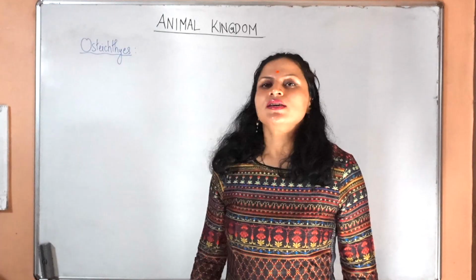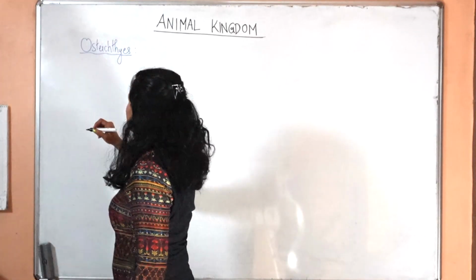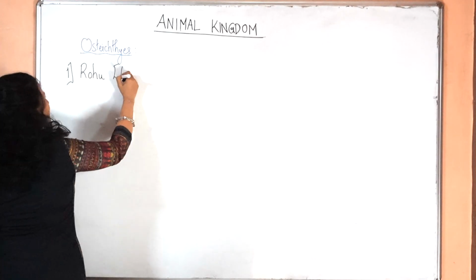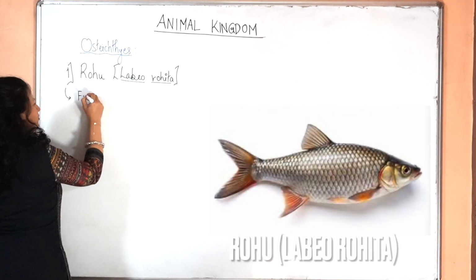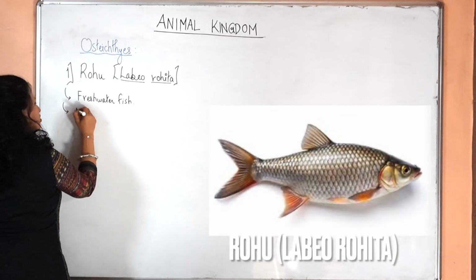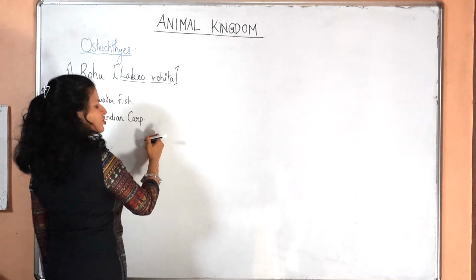Now let us move on to the examples of bony fishes. The first one, Rohu. Scientific name is Labeo rohita. This one is a freshwater fish. It is one of the major Indian carp. What does it mean, major Indian carp?